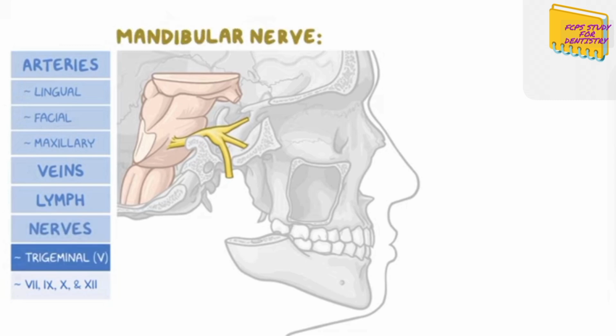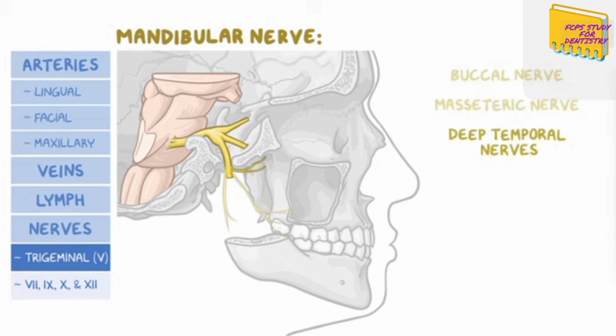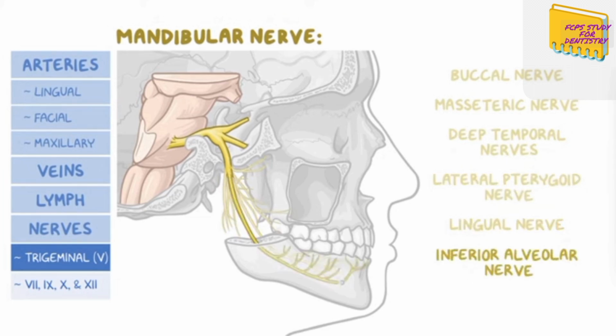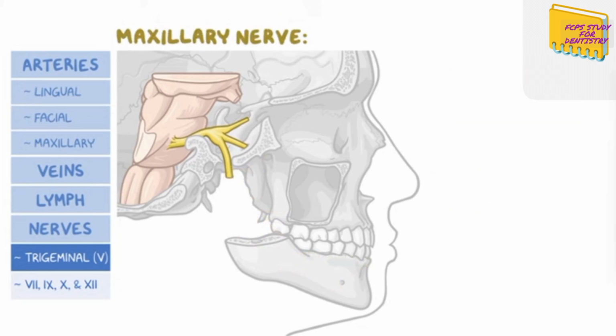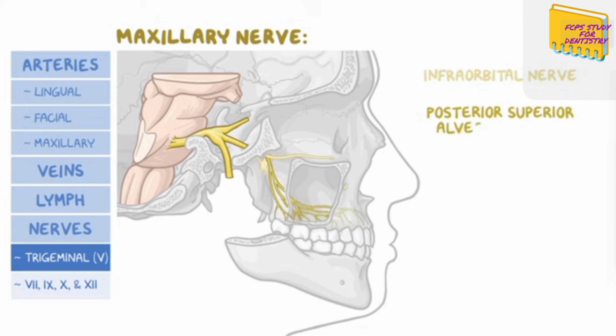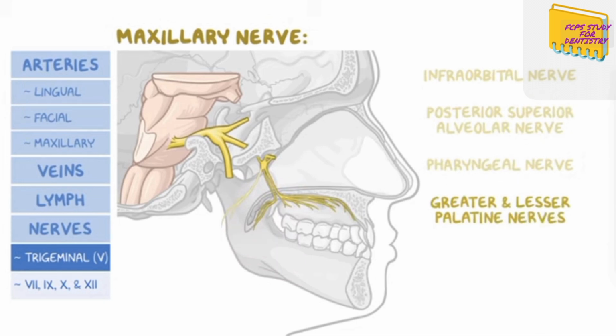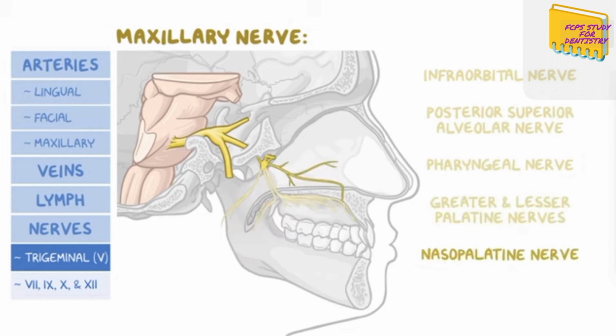The mandibular nerve gives off its branches, the buccal nerve, the masseteric nerve, deep temporal nerves, lateral pterygoid nerve, lingual nerve, and the inferior alveolar nerve, whereas the maxillary nerve gives off the infraorbital nerve, posterior superior alveolar nerve, pharyngeal nerve, greater and lesser palatine nerves, and the nasopalatine nerve.